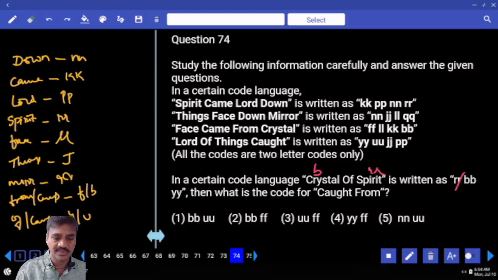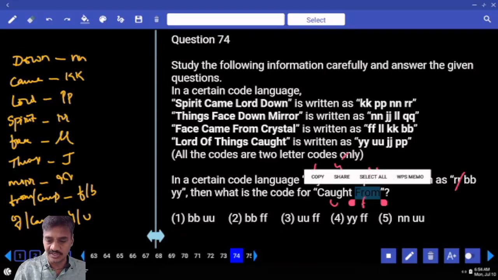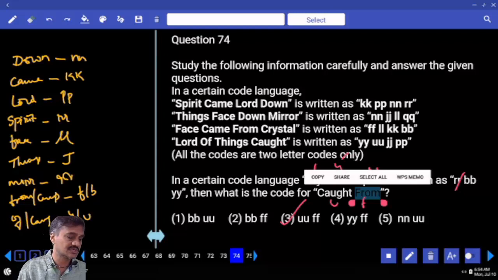B is given. Then off will be what? And off is Y. Then what is the code for cot? Now if off is Y, then cot will be what? Cot will be U. And where is this from? And from, now it is B, it must be F. Hence U and F, that is choice 3, question number 74. Then 75.